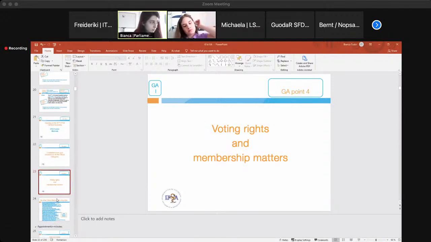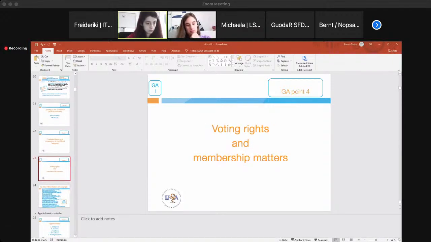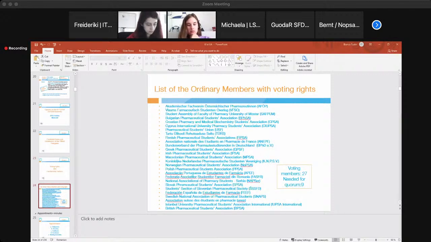Next point on the agenda is about voting right and membership matters. And if we could go to the next slide, I will pass the floor to Maeva to perform the first roll call of this GA. Okay, I thought I did before, but not.